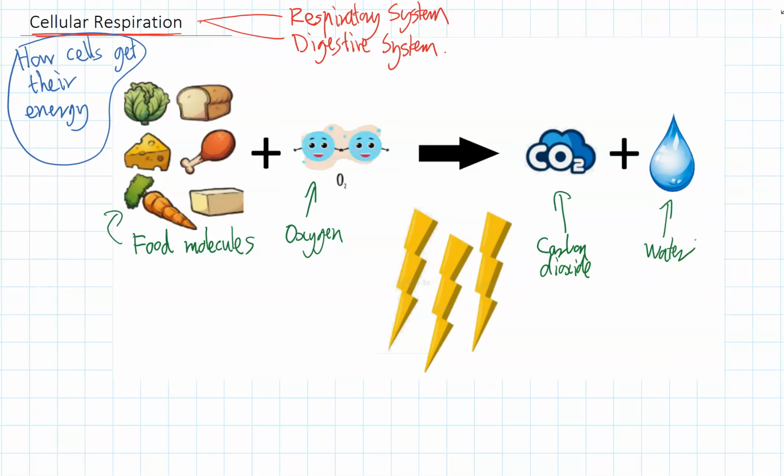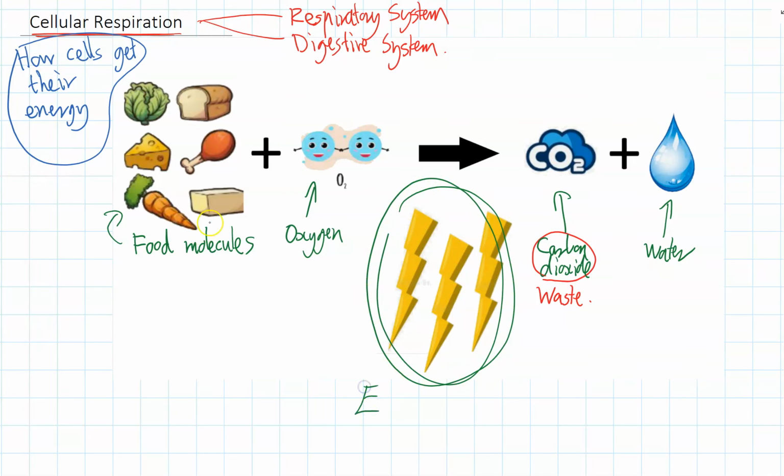Neither of those products are needed. They're basically wastes for the cell, although water is useful for the body. Carbon dioxide is the main waste that's produced. But the key is that energy is released from this reaction. That's what all these lightning bolts are showing here. When you break down food molecules and combine them with oxygen, a whole lot of energy gets released for the cell. The cells use that energy to do everything they need to do to survive and to be part of the organ that they are.